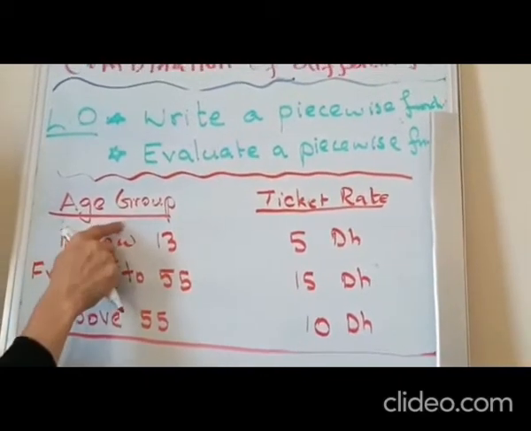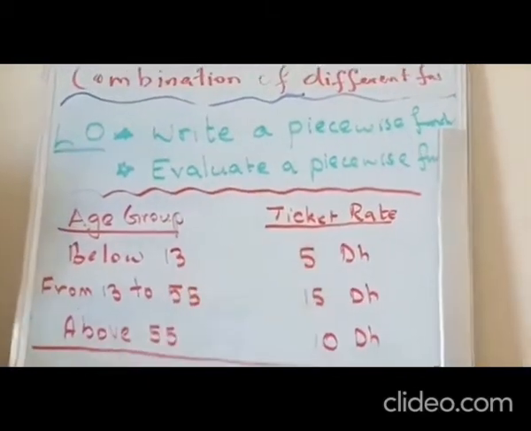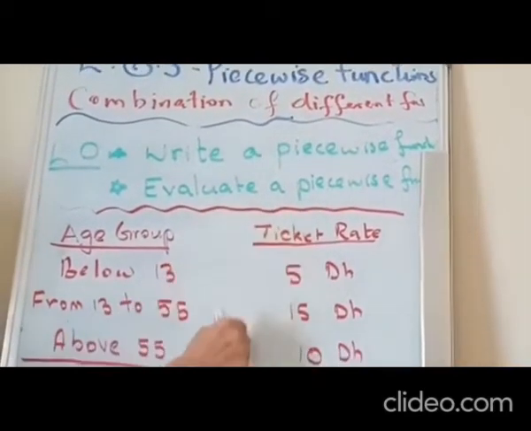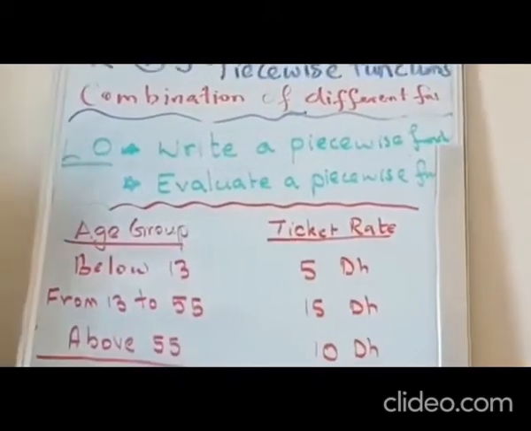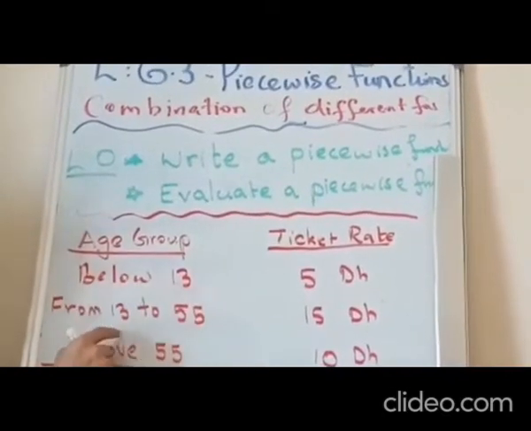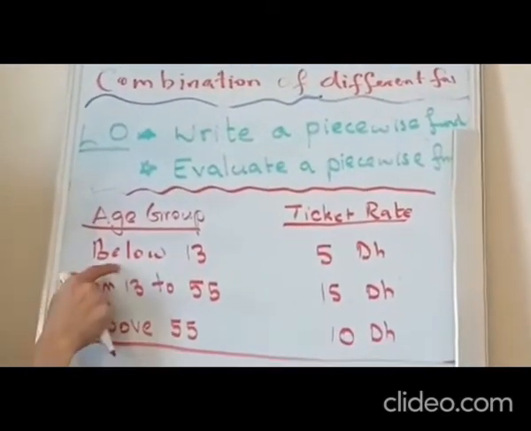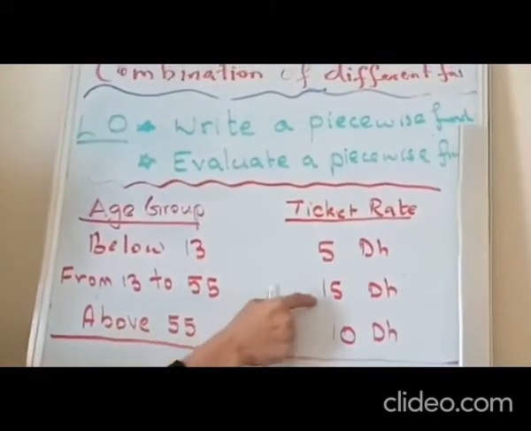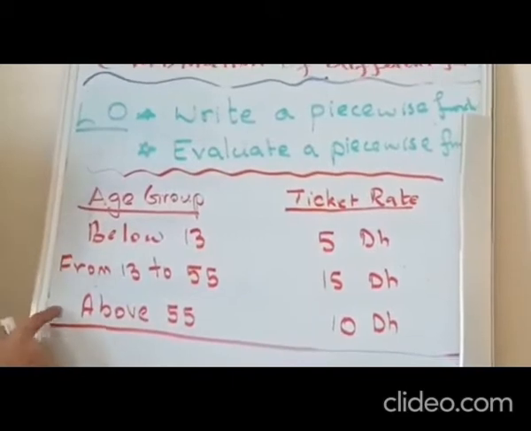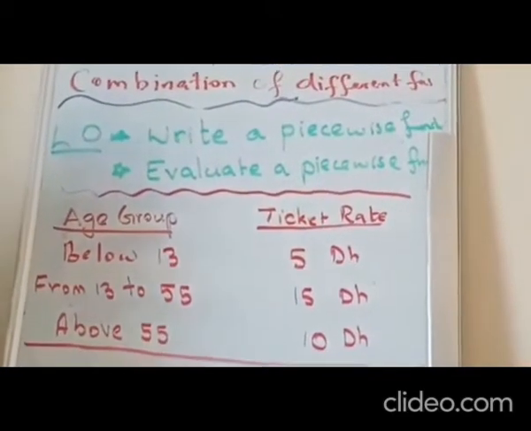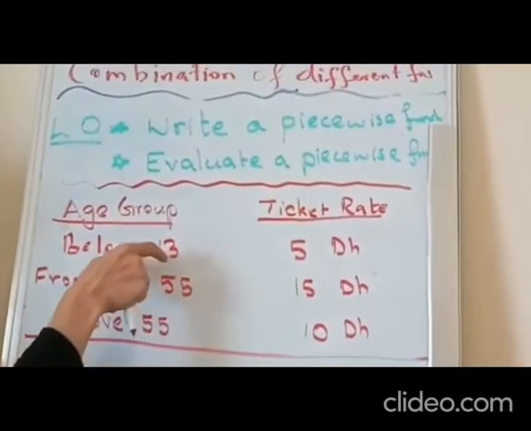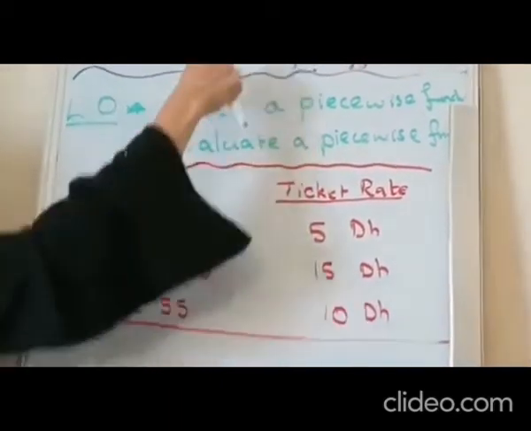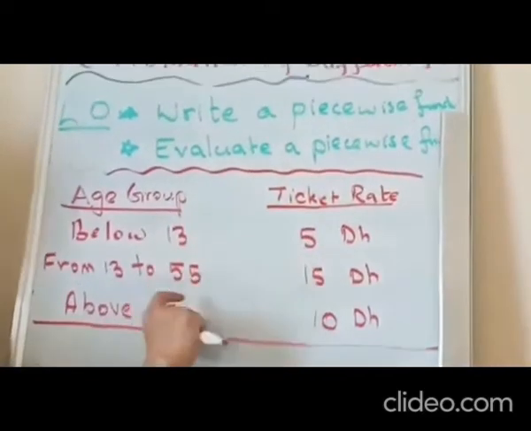Look at that. This is the age group and this is the ticket rate. For different age groups you will often see the ticket rate is different. I've written something here. Below 13 you need to pay only 5 dirham. 13 to 55 you need to pay 15, and above 55 it is 10 dirham. That means for different age groups we have different ticket rates. It's piecewise. The rule is not the same for the whole.